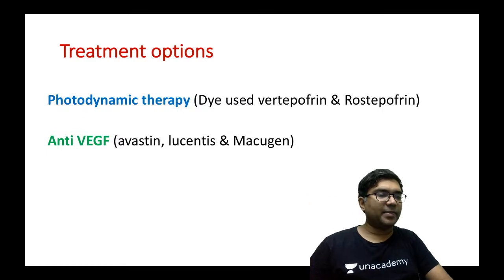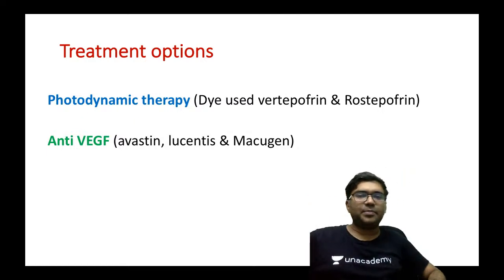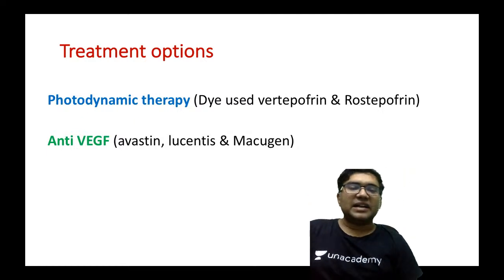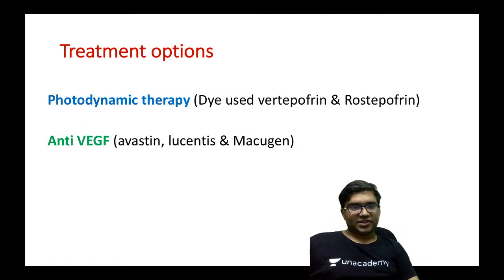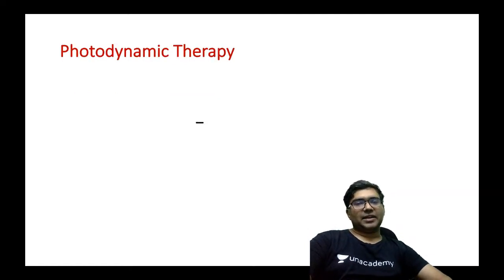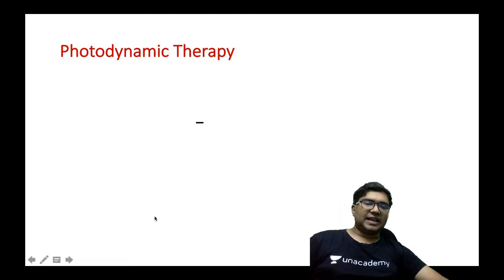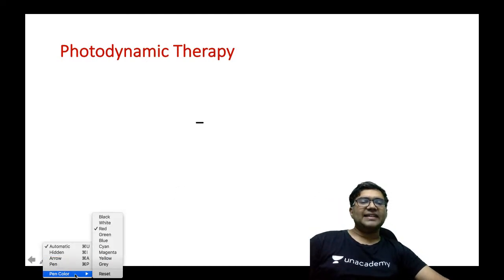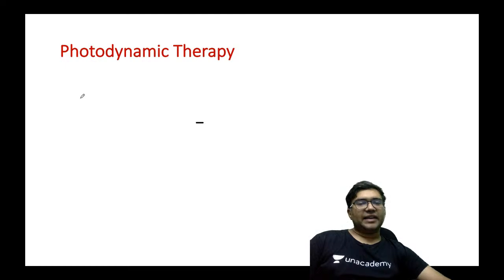Okay. Now, what are the treatment options for this type of ARMD? We have two treatment options. One is photodynamic therapy, and the other is anti-VEGF injections. First, we would talk about photodynamic therapy. Photodynamic therapy uses a light sensitive dye. Can you tell me the name of the light sensitive dye?